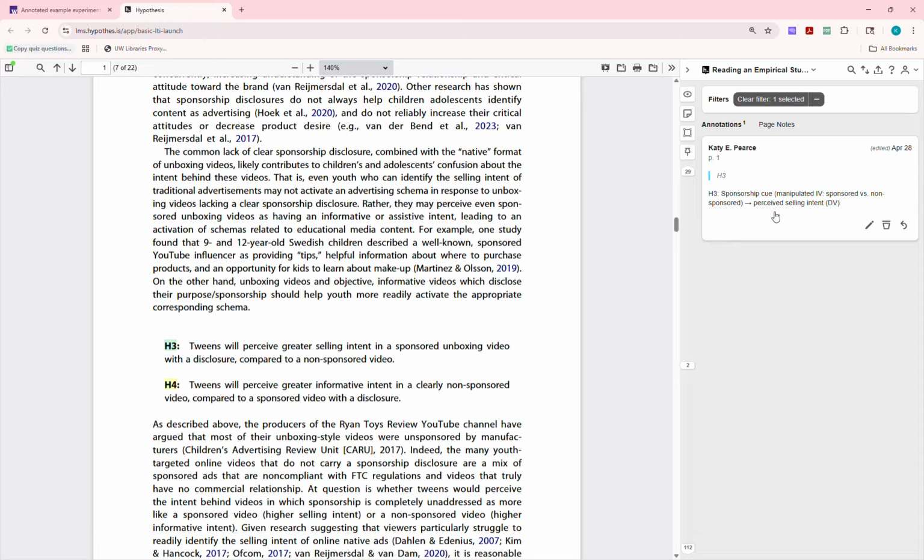Okay, so here is the companion hypothesis to it. Tweens will perceive greater informative intent in a clearly non-sponsored video compared to a sponsored video with a disclosure. So they're saying if there's no sponsorship mentioned, the kids are gonna perceive it to be more about education. All right, so those are manipulated.